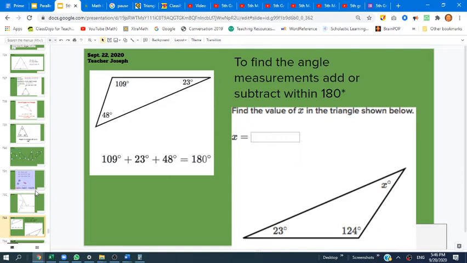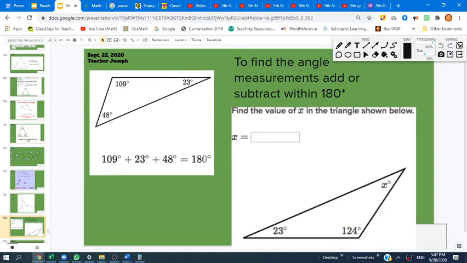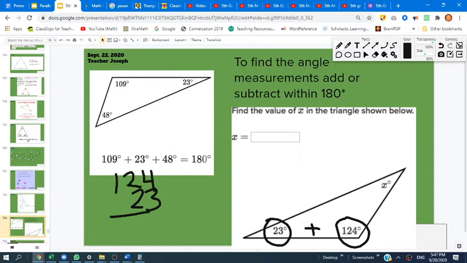In order to find the angle measurement, you can either add up the measurements of those angles to get 180, or you can subtract. So for example, if you were trying to find the measurement of angle X, you could subtract 180 minus 124 minus 23. Okay? What I like to do is add these two up first and then subtract from 180. So let's just add those two up. 23 plus 124 equals 147. Now to find X, I would take 180 minus 147.